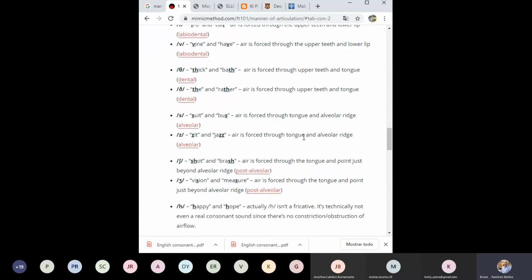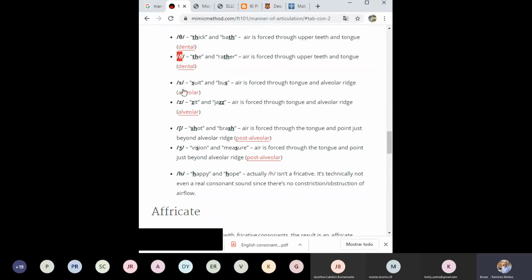And we're going to see the same thing in this second group, right? Both of them dental or interdental. I prefer to call them interdental. I think it's more specific, right? Both of them fricative. The first one is voiceless, as in thick and bath, and the second one is voiced, as in the, rather. When you produce the first one, no vibration of the vocal folds. The second one, there is vibration.